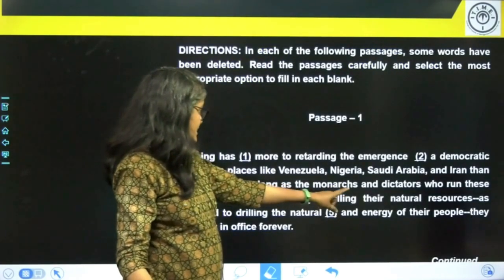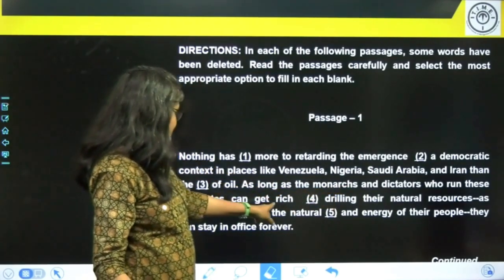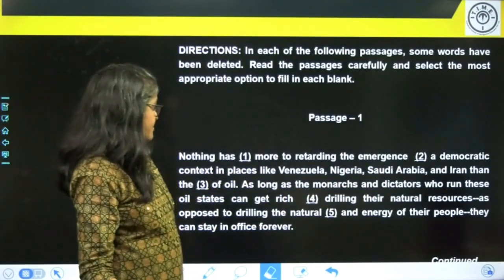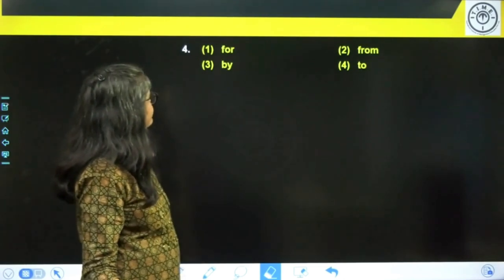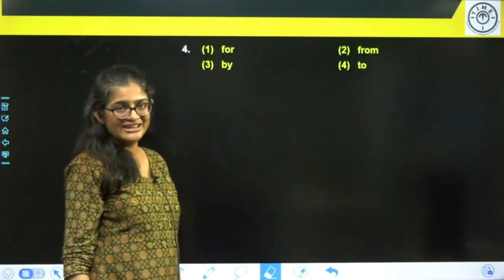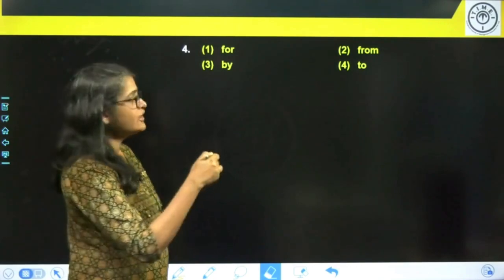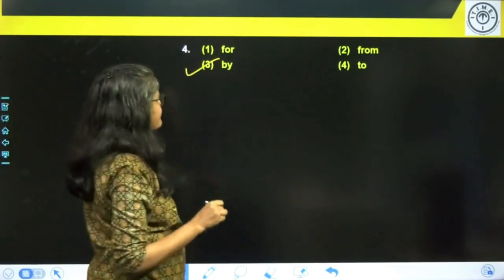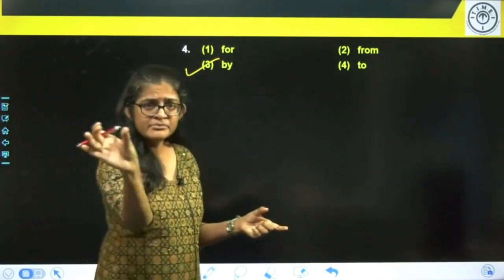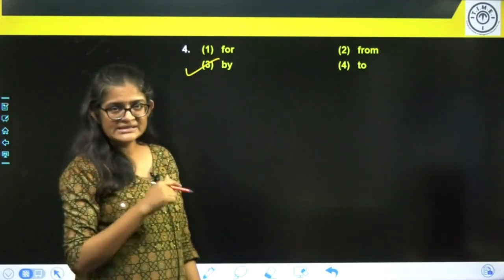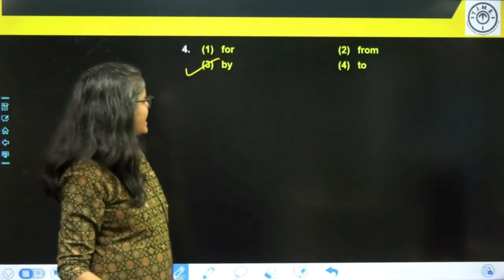As long as the monarchs and dictators who run these oil states can get rich by or through... Only "by" is given here. Get rich by something or get rich through something, not get rich from something. That in this context will not fit in. So, "by" is the answer.